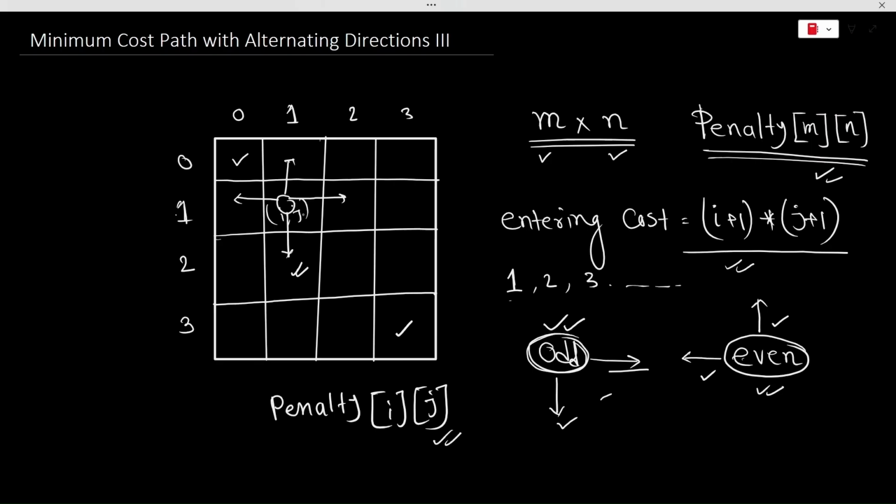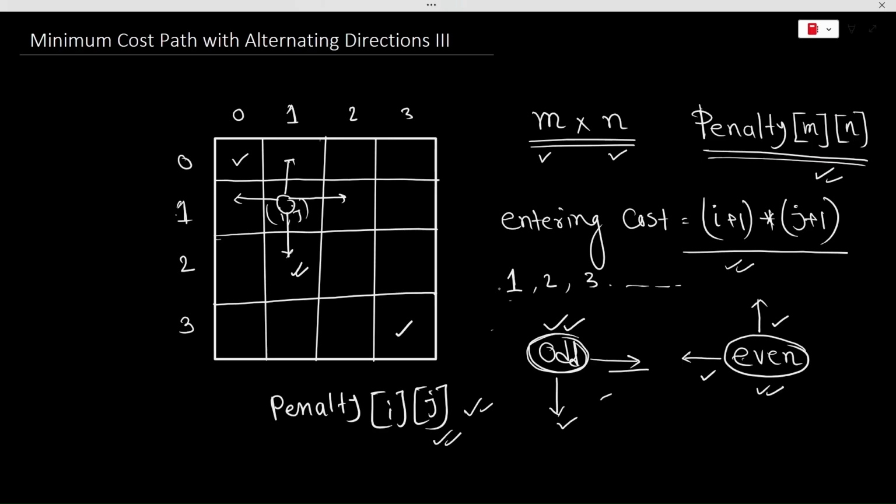Now if we want to wait here, we also need to pay the penalty, but the entering cost will not be considered, and the parity of the action number changes after each move. So if we wait here, the action number is also increased by 1, and the parity will change. So if we want to go from (0, 0) to (m-1, n-1), we need to find the minimum cost to reach the bottom right position. This is the question. I hope the question is clear to you.